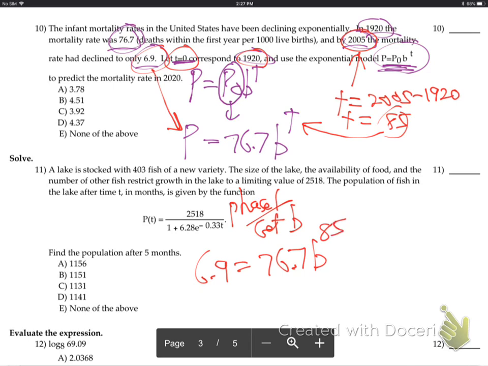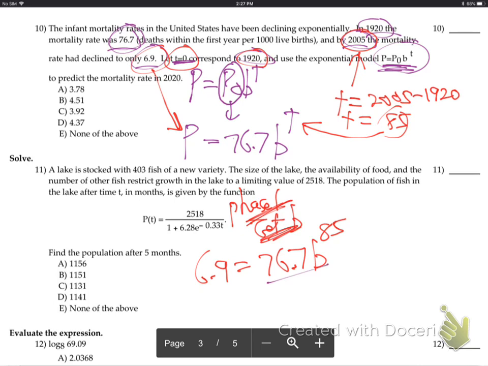Does everybody see that so far? See what I did there? I took the basic equation they gave me, put in the initial infant mortality rate, 76.7. Then I said, how many years is 85 years later? It had dropped to 6.9. So 6.9, 85 years later. So phase one, remember, is all about getting your hands on B, finding B.